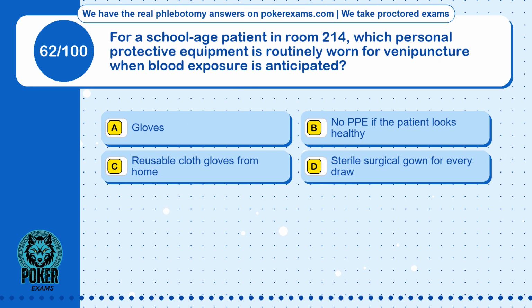Question 62. For a school-age patient in room 214, which personal protective equipment is routinely worn for venipuncture when blood exposure is anticipated? Option A, gloves. Option B. No PPE if the patient looks healthy. Option C, reusable cloth gloves from home. Option D, sterile surgical gown for every draw.